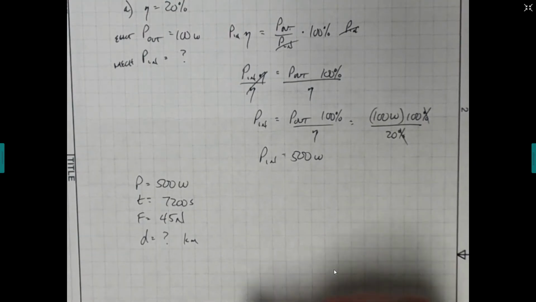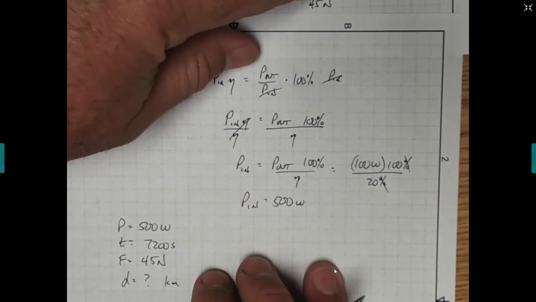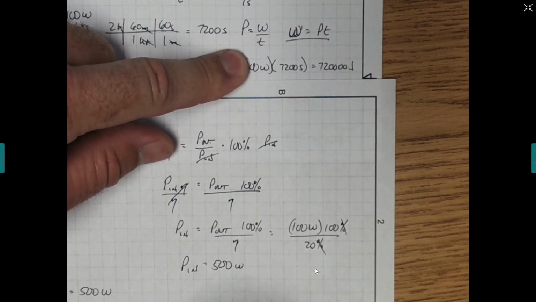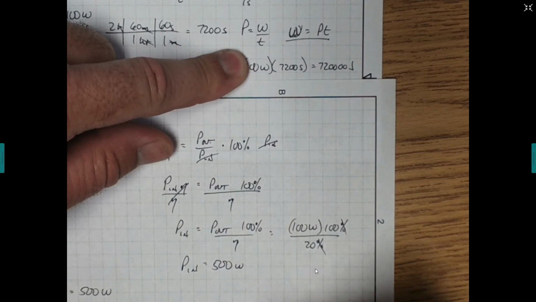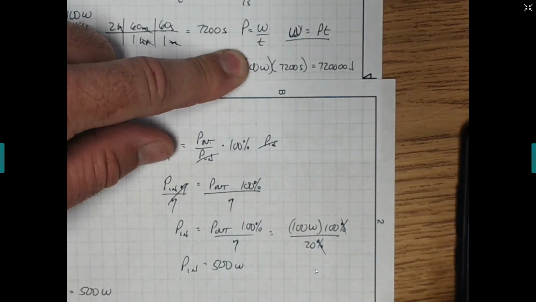Okay, so for our equation, we first look for the power, just like we did before. Power is work over time. But we're solving that for work. So we can say that work equals power times time. So now it's going to be 500 watts times my 7,200 seconds. Okay, so 500 times the 7,200. Now we get 3,600,000. That's going to be in joules.